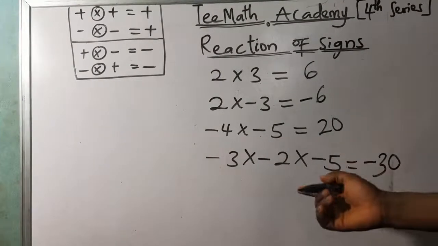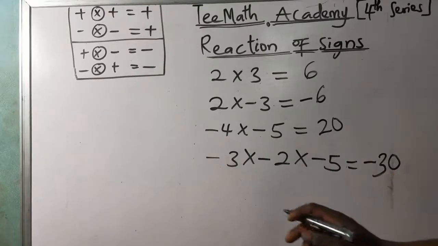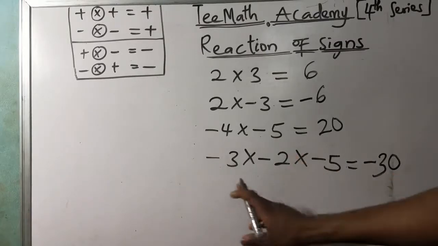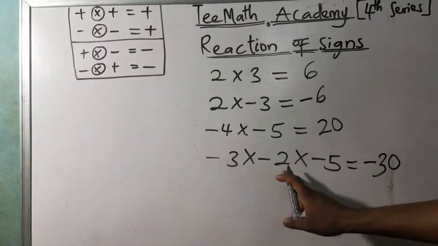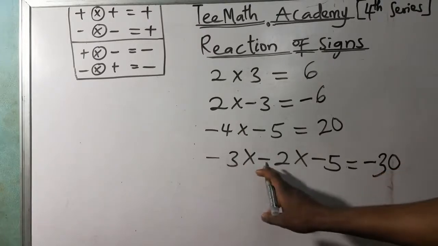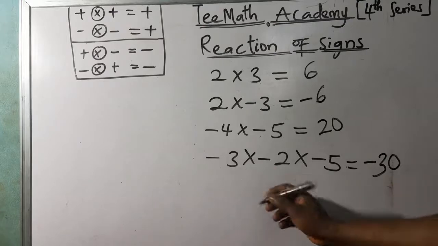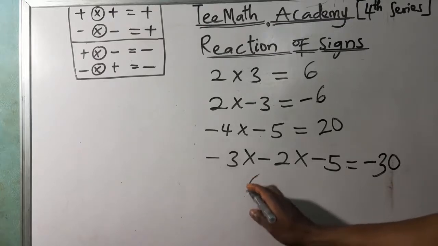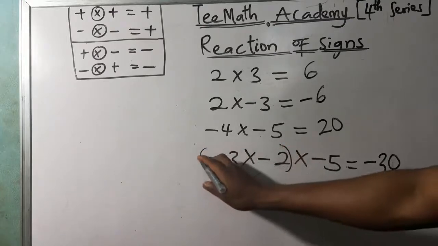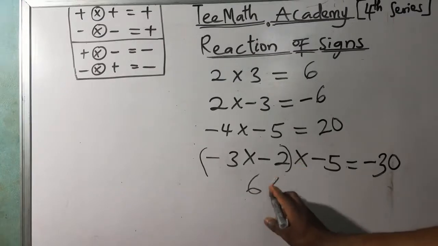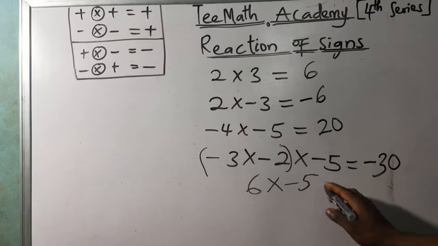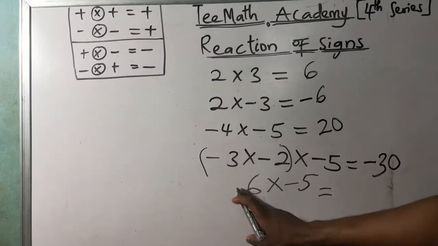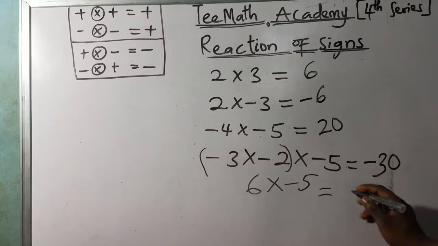In case you don't understand how I got this, you break it down one after the other. We have minus 3 times minus 2. Minus times minus is plus, so 3 times 2 is 6. This has given us 6. Then times minus 5. So 6 times minus 5: there is a plus here, times minus is minus. So 6 times 5 is 30.